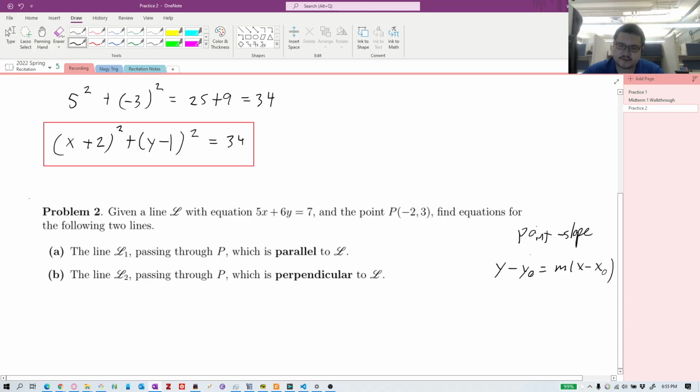So this is what point slope form looks like. M is the slope, and this x0, y0 is the point that you want the line to pass through. So it looks something like this.